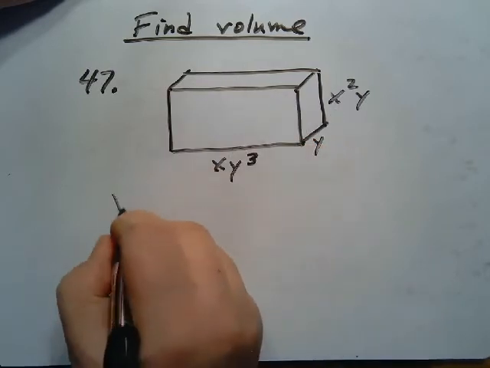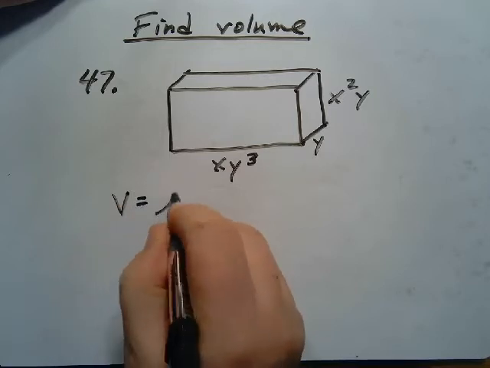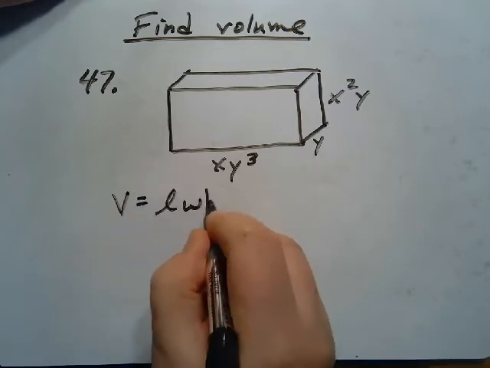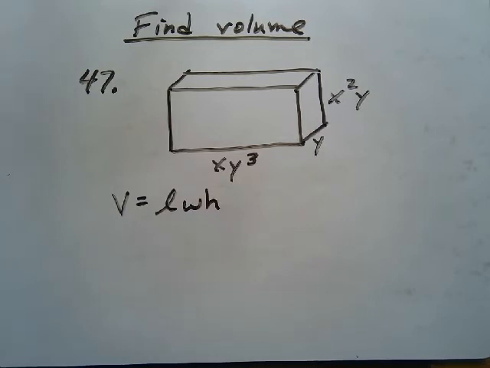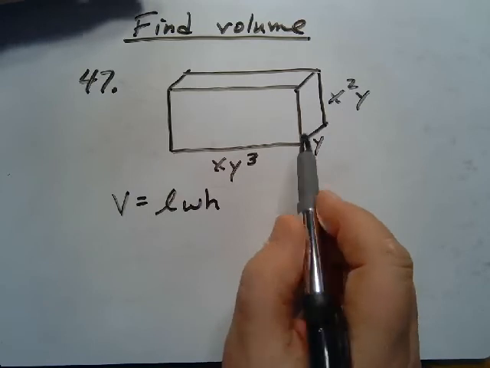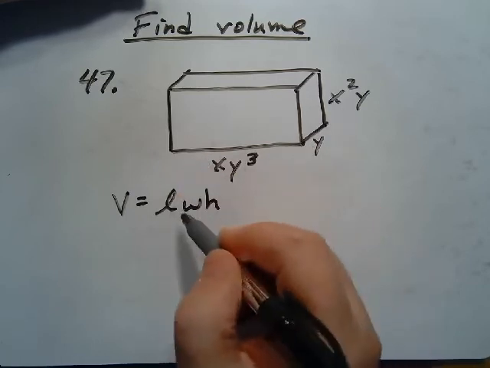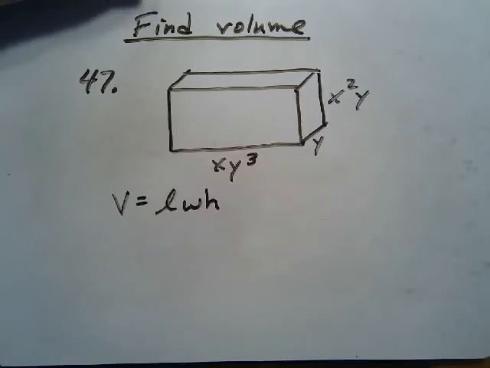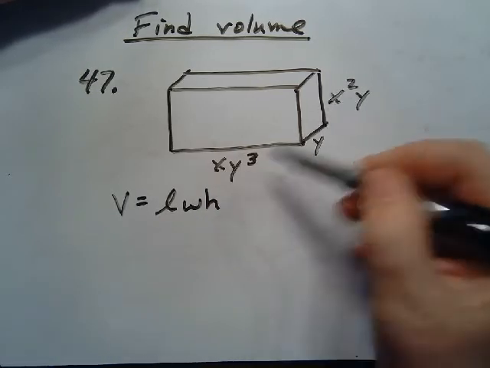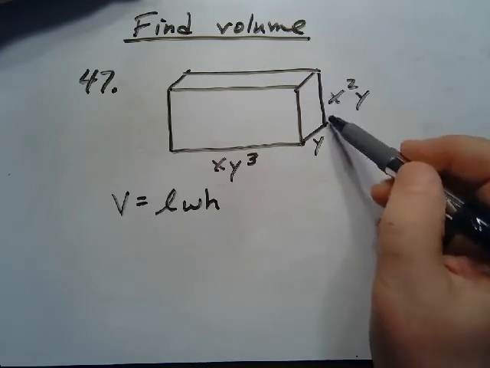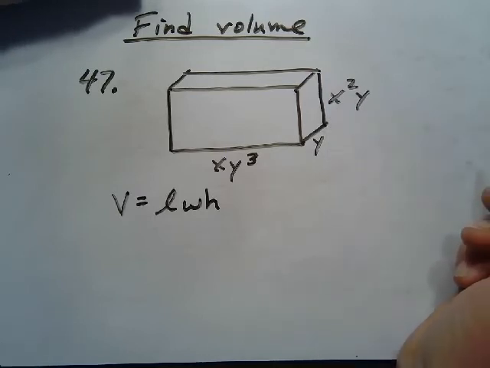So the formula for this is V equals the length times the width times the height, LWH. Now it doesn't really matter which one is which here. Usually length is the longer of the two, but it doesn't matter. We could rearrange the order on this and it would not matter at all. And usually the height is the one that's standing up here, but again, it doesn't really matter.